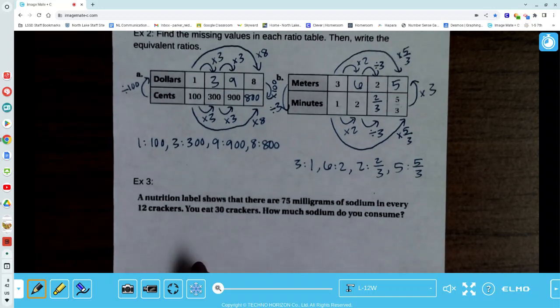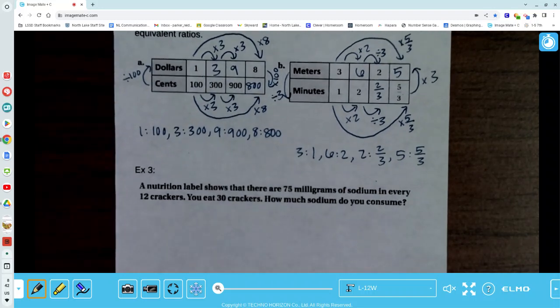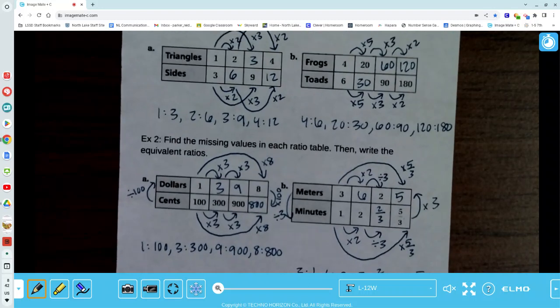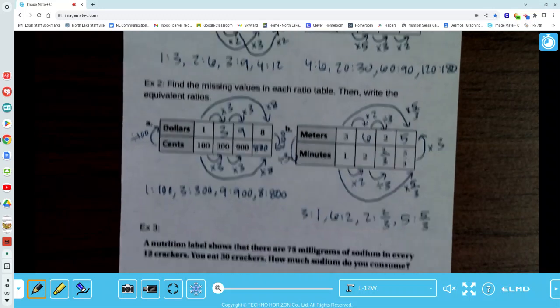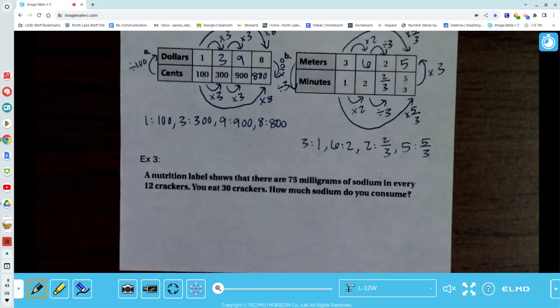So our last one is a word problem. So this is where we really want to see how are these actually helpful, because in life, you're not ever going to really be given a ratio table and they're going to say, fill this out. But there might be problems where creating a ratio table could help. So this says a nutrition label shows that there are 75 milligrams of sodium in every 12 crackers. You eat 30 crackers. How much sodium do you consume?